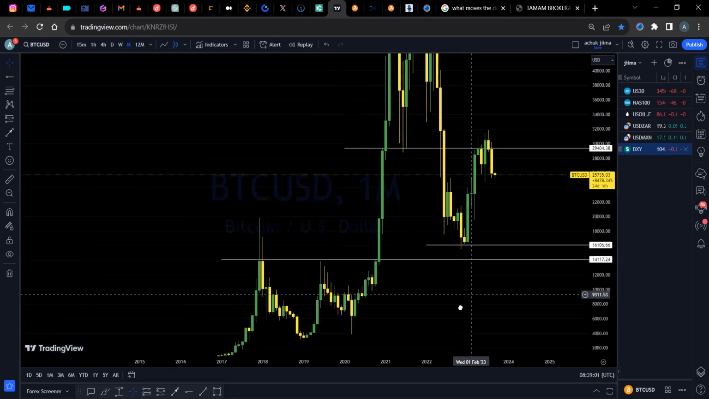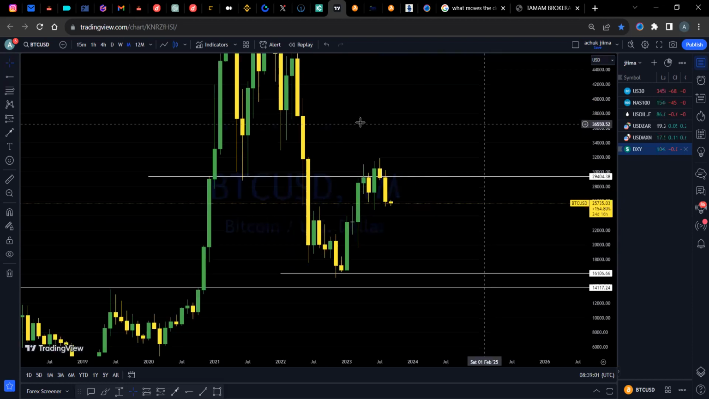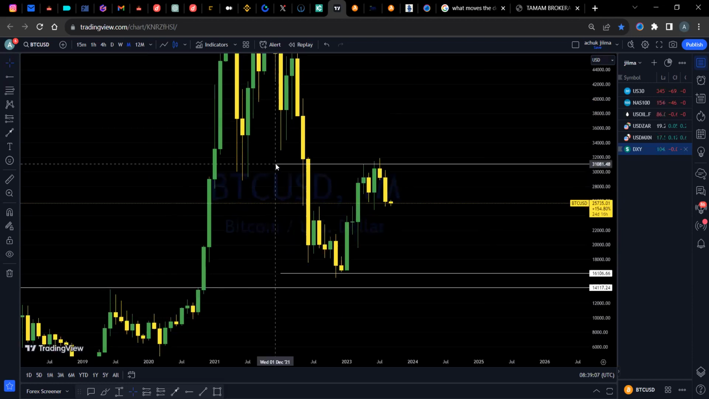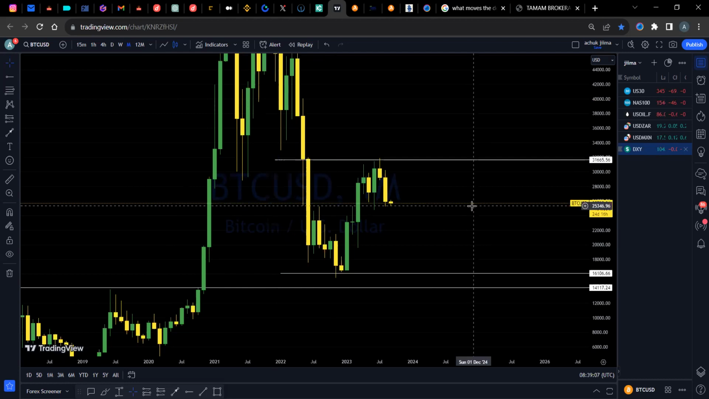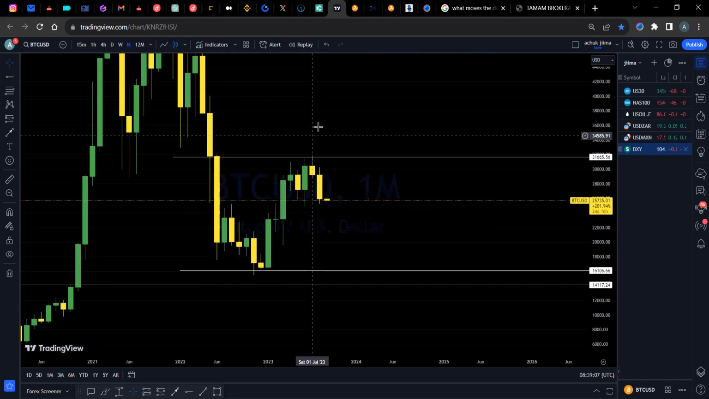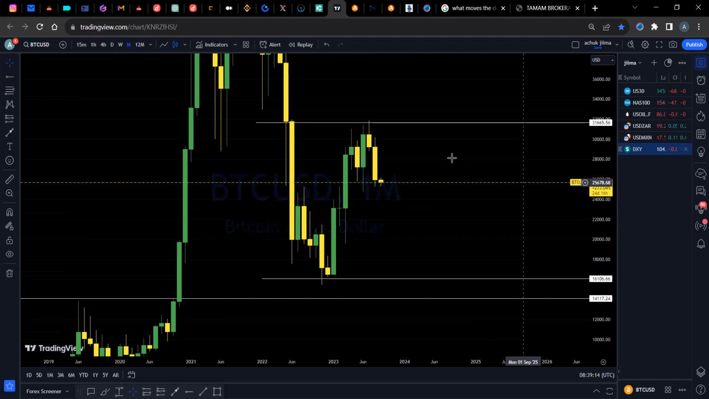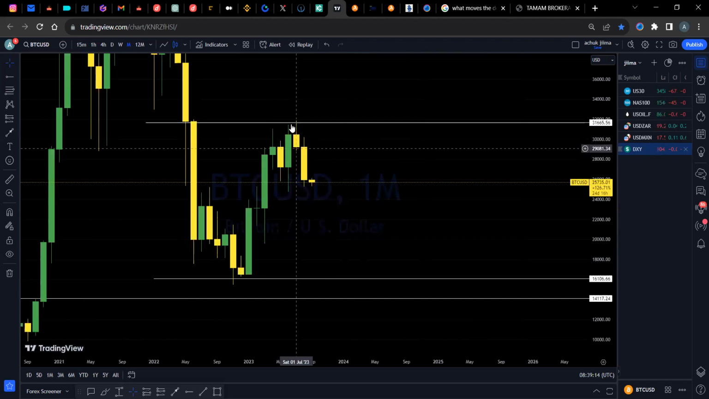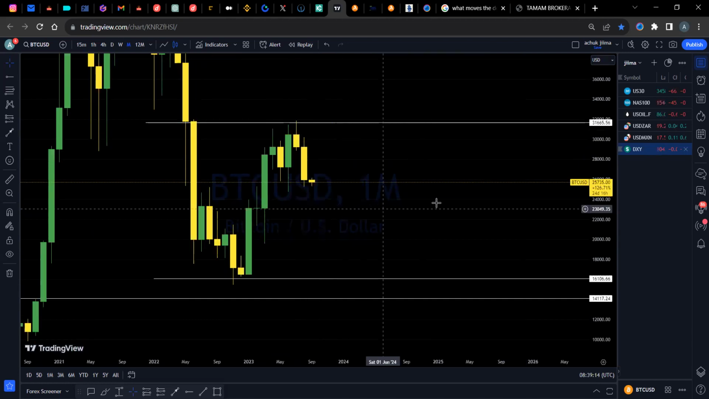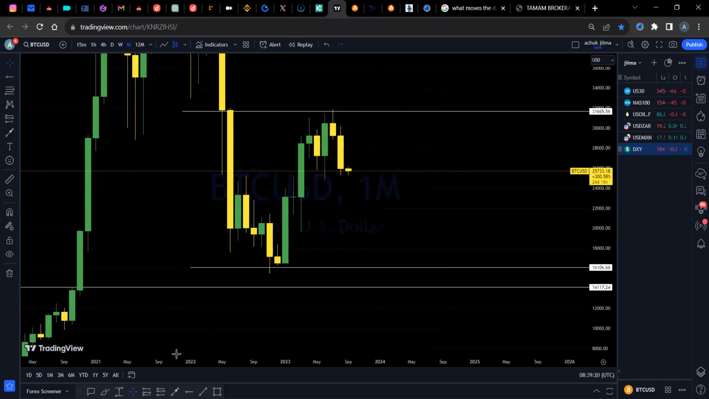On the monthly chart, if you look at this, this is the high that Bitcoin has failed to break above, around 30. It has been playing around 30, but look at this month, it closed very bearish. We had these previous monthly lows. Let's see what price will do around here.